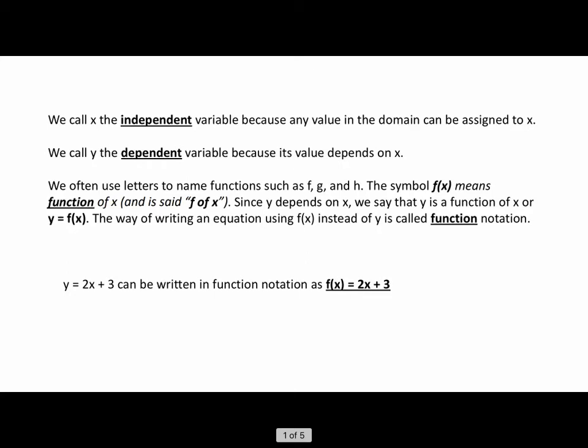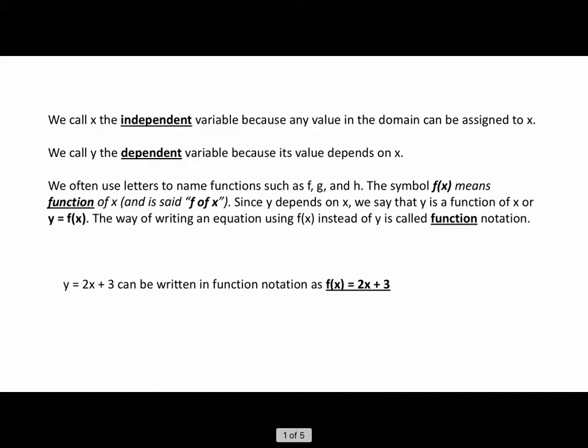We call x the independent variable because any value in the domain can be assigned to x. We call y the dependent variable because that value depends on x. We often use letters to name functions such as f, g, and h.